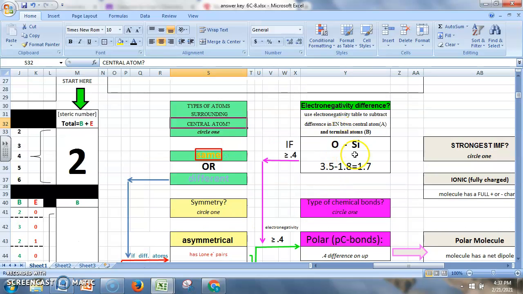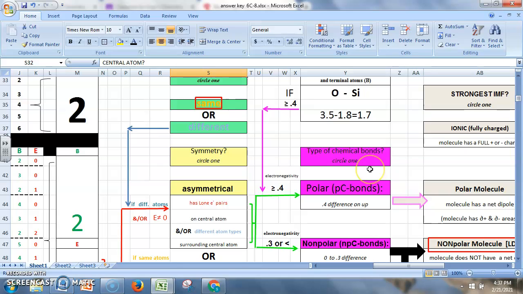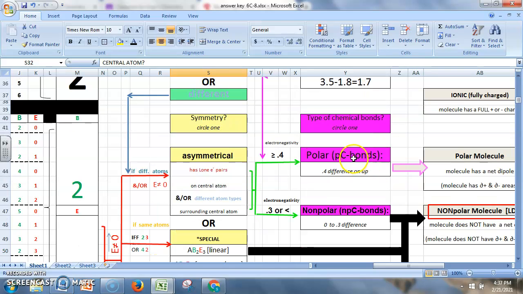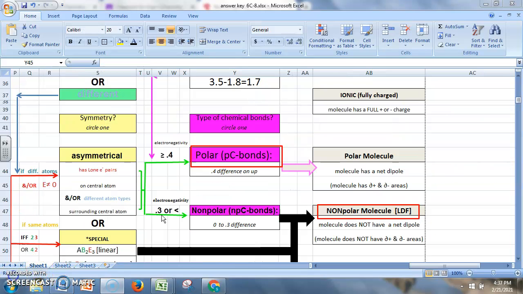Oxygen's 3.5, silicon's 1.8. The difference is 1.7. That would try to be a polar bond if it could. They would try to be polar bonds if they could. So we can circle polar bonds. Now, what is the point of circling polar bonds? Really nothing. This molecule cannot be a polar molecule.